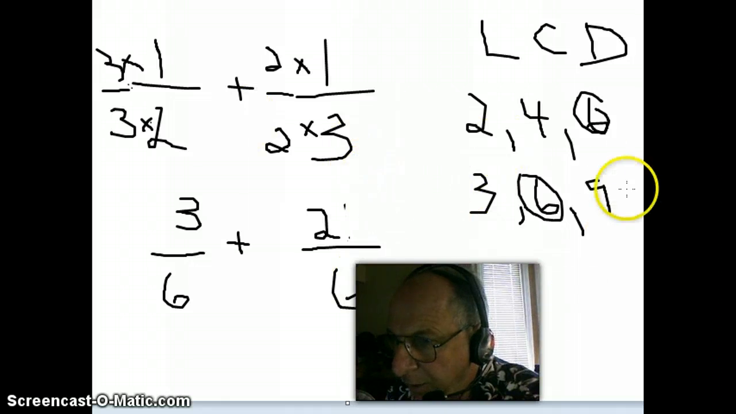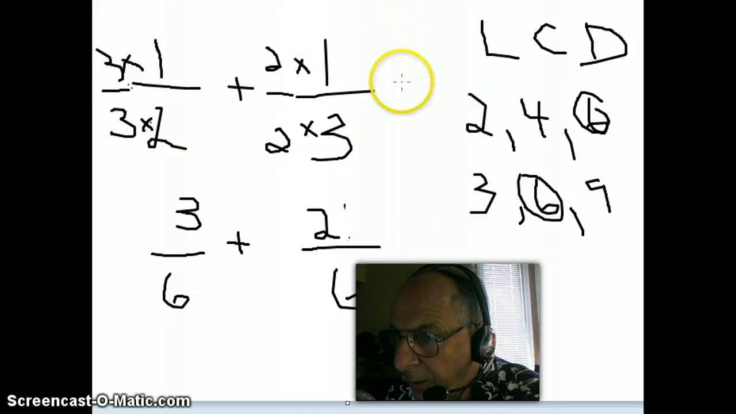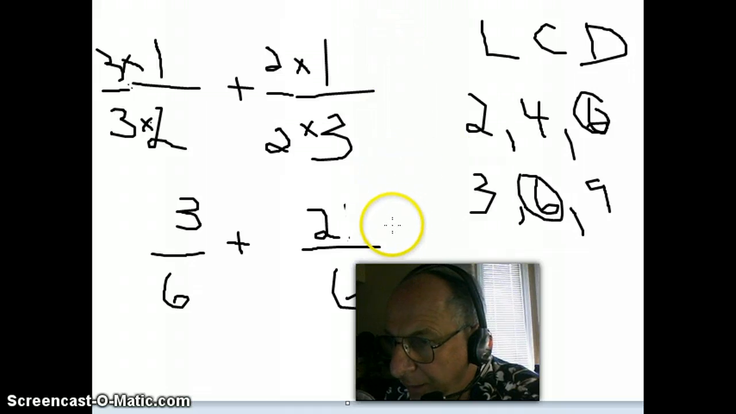Now, once the denominators are the same, we need only to go ahead and add the numerators together.